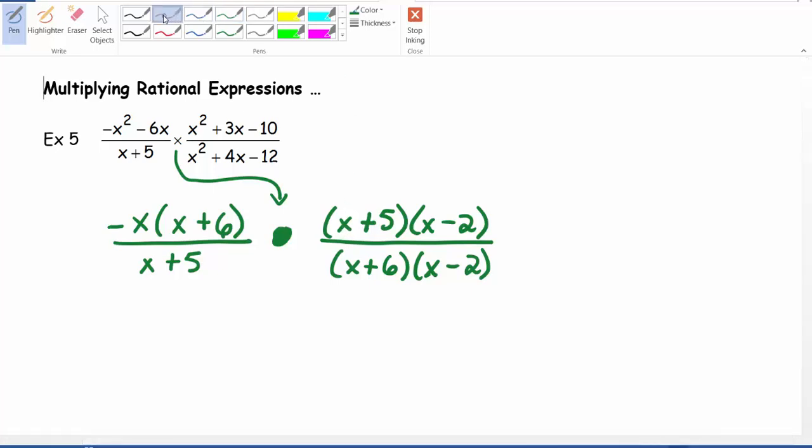Next, we want to cancel out what we can. So this one has an x plus 6 on top, and this one has one on the bottom. Because we are multiplying, key point there, we can cancel these out. If we were doing another operation, we wouldn't necessarily be able to get away with this move. The x plus 5, there's one on top, one on bottom. We are multiplying these two, so we can get away with that. The x minus 2's also drop out, and so the only thing left over is this negative x.